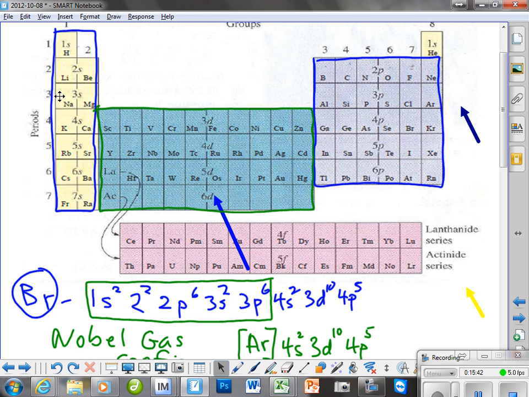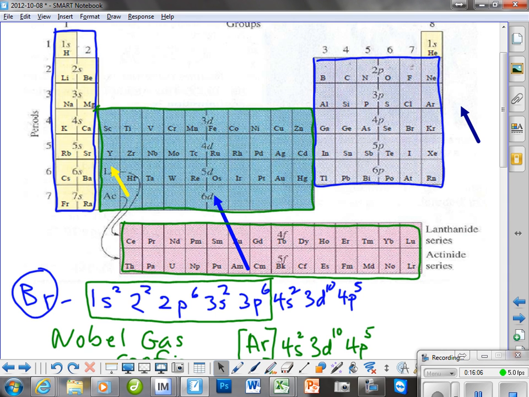Now, for the f block, let's put a green block around this. For the f block, how many do we have to subtract? Look where the 4 goes. 4 comes up to here, and we're on what principal energy level?